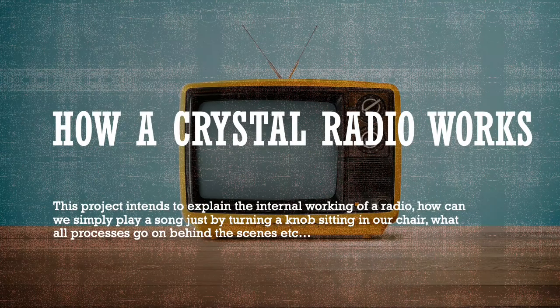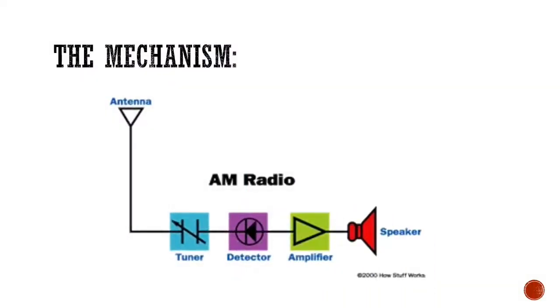How a crystal radio works. This project intends to explain the internal working of a radio. How can we simply play a song just by turning a knob, sitting in a chair? What all processes go on behind the scenes, etc. The mechanism. A radio consists of several parts like the antenna, the tuner, the detector, the amplifier, and the speaker.